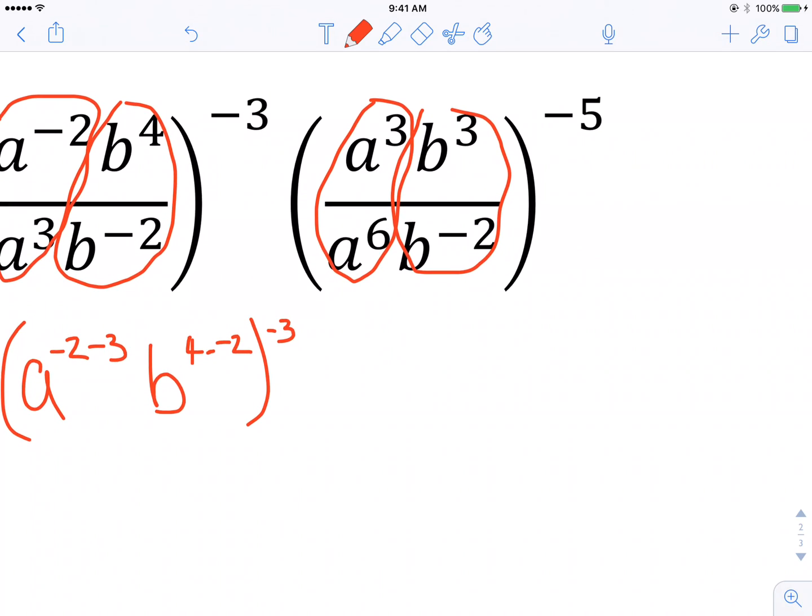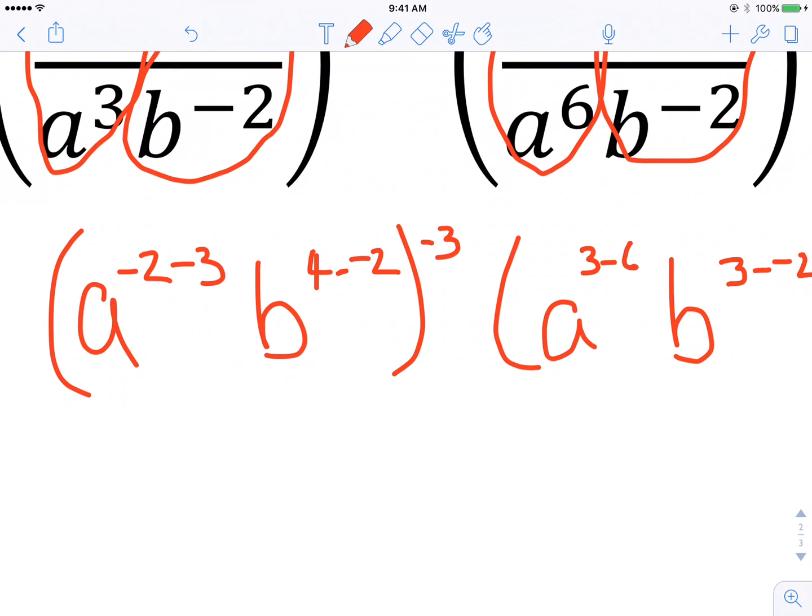I have a cubed divided by a to the 6th, which is going to be a to the 3 minus 6. And b cubed divided by b to the negative 2 is going to be b to the power of 3 minus negative 2. Of course, all raised to the minus 5.